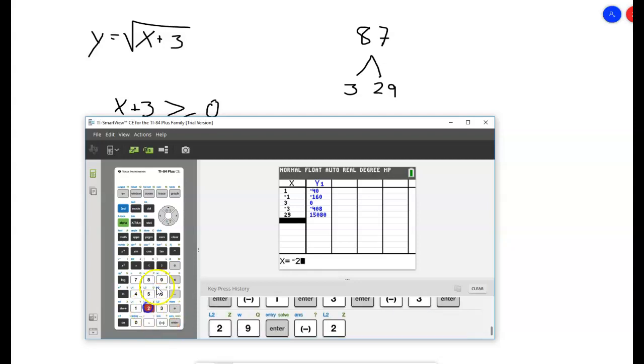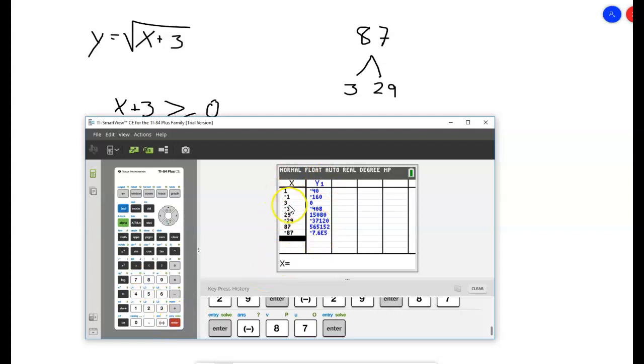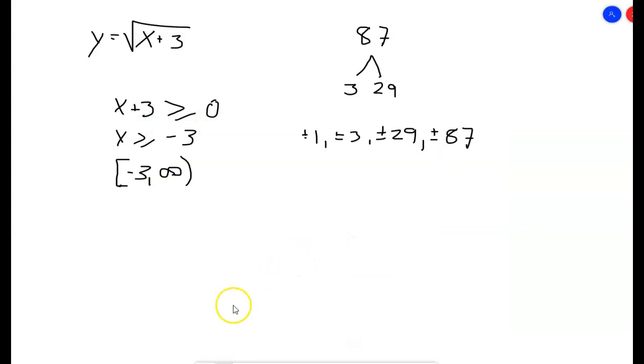Nope. -29. Nope. And 87. Nope. And -87. Nope. So the only one that comes out to be a root is the 3, which is fine. That'll get us down to a quadratic. And that's the only possible rational roots, which means my other 2 roots are either going to have to be irrational or they're going to have to be imaginary.